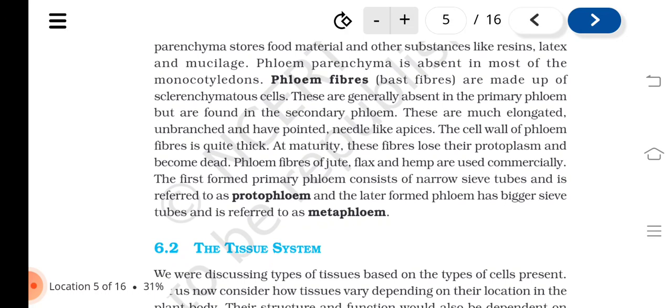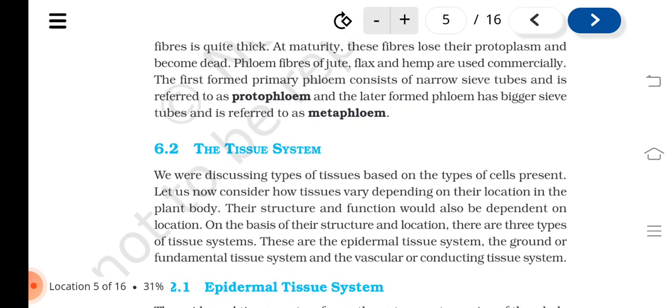The first formed primary phloem consists of narrow sieve tubes and is referred to as protophloem, and the later formed phloem has bigger sieve tubes and is referred to as metaphloem.